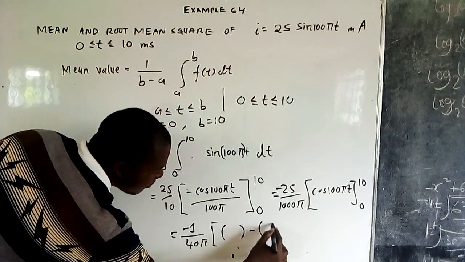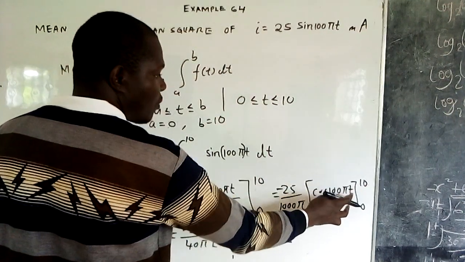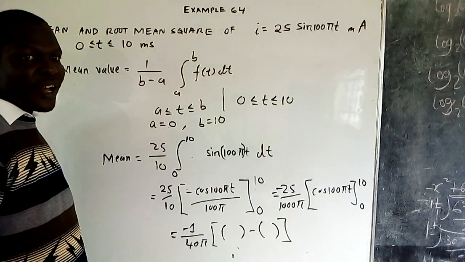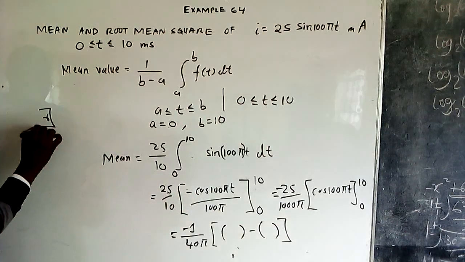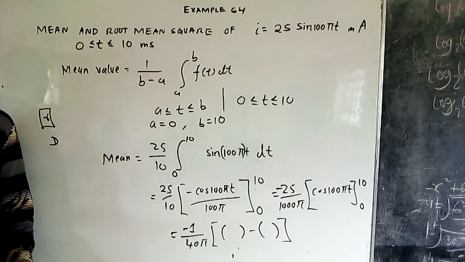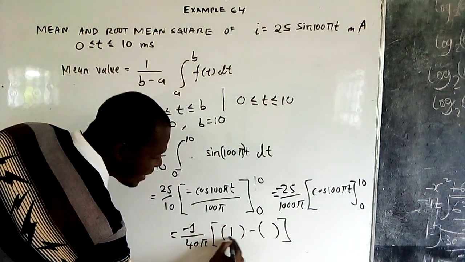Then inside we have upper limit minus lower. So when t is 10, what do you get? It is cos 1000 pi. What is cos 1000 pi in the calculator? The calculator must be set in pi radians, must be in R. If you use D, the calculator will see that as degrees and you get a wrong answer. Are we together? The calculator must be in R because we are dealing with pi radians. So what is cos 1000 pi? You get 1, must be in pi radians, that is 1.